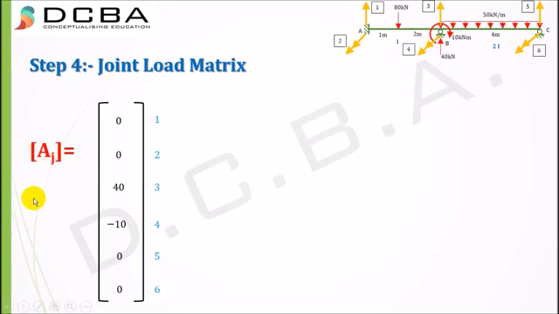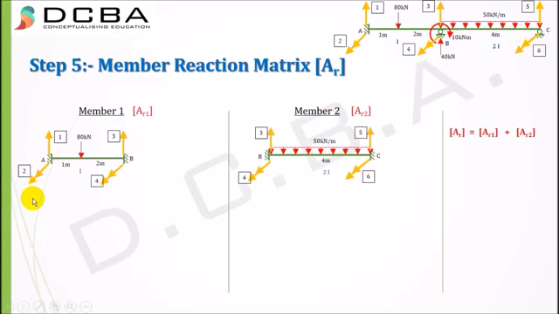Okay. Step 5 is the member reaction matrix. It is called AR, and AR is given as AR1 plus AR2. Again, AR1 for element 1, AR2 for element 2. So what is the member reaction matrix?